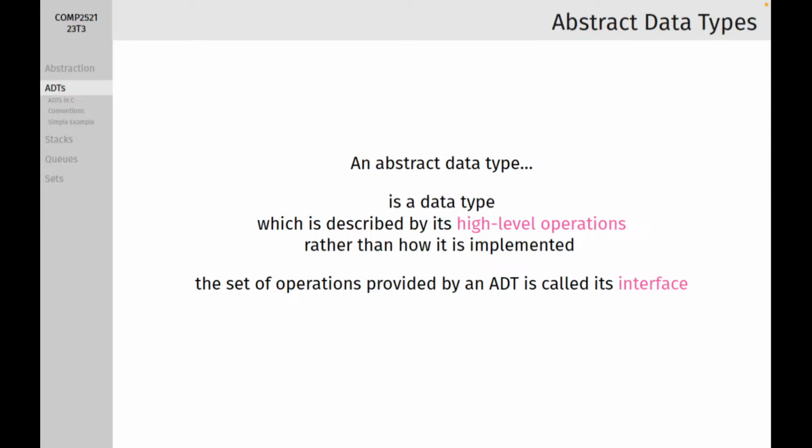So what is an abstract data type then? Well, an abstract data type is a data type which is described by its high-level operations rather than how it is implemented. And we'll see lots of examples of that throughout the lecture. The set of operations provided by an ADT is called its interface.